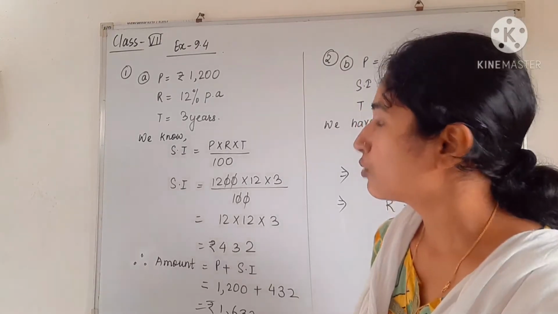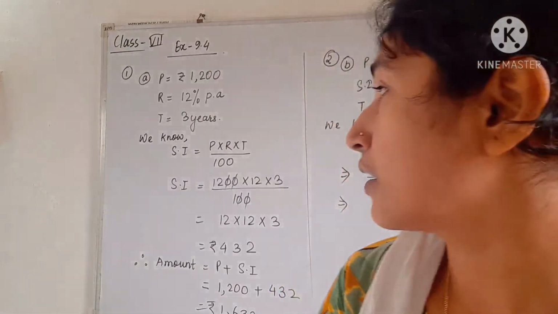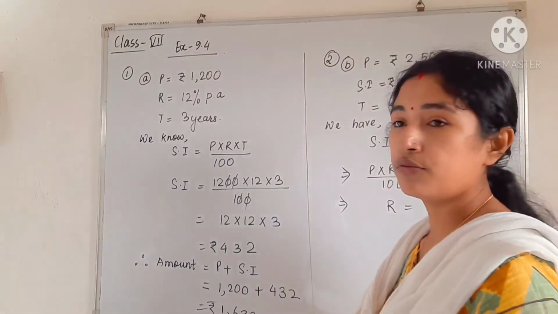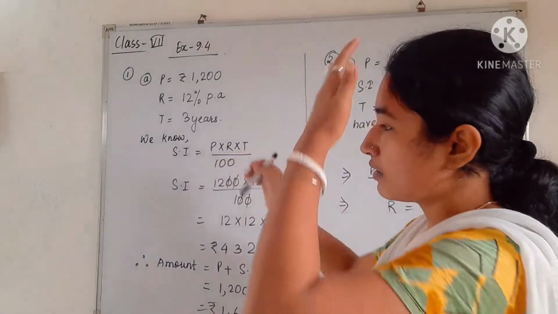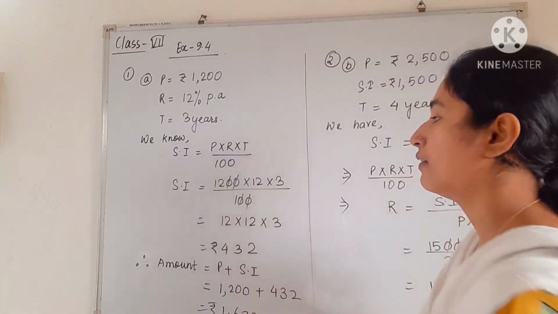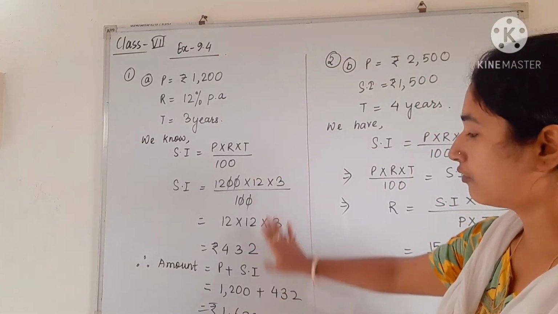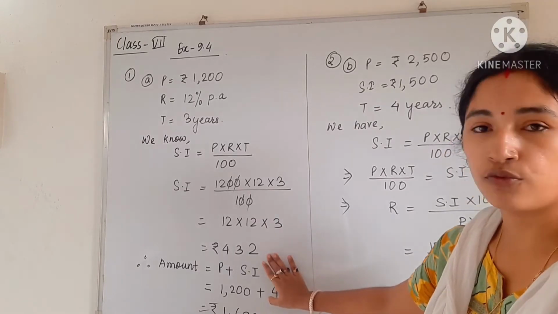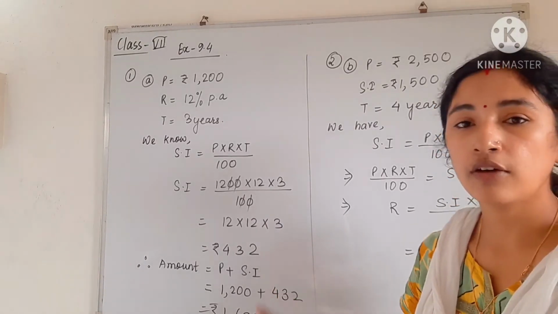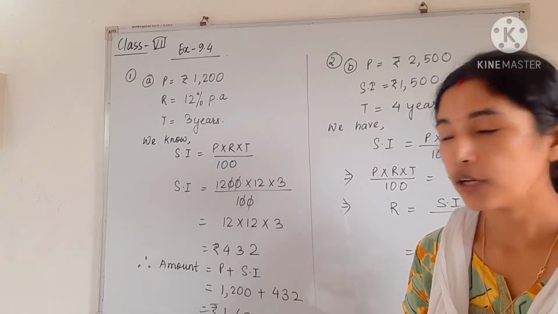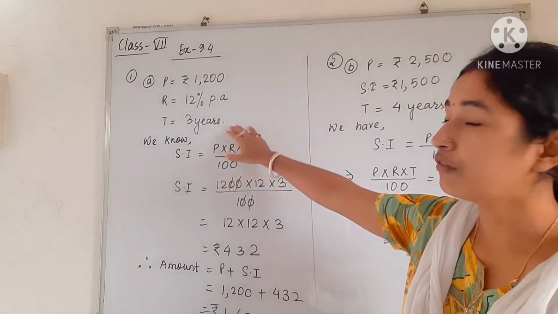See question number 1a: principal, rate and time, three things are given. So we have to find the simple interest first of all. We know the formula, simple interest is equal to P into R into T by 100. Using that formula we can directly cancel it out and find the value of SI, that is 432. That interest amount we have to add to the principal to get the final amount which will be paid after the duration of 3 years.